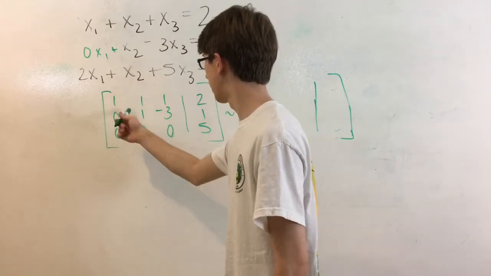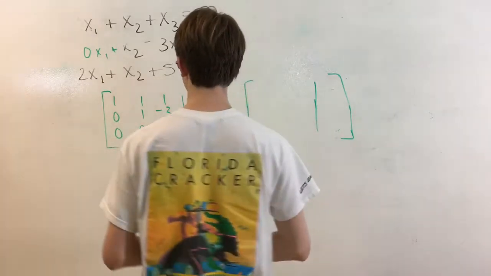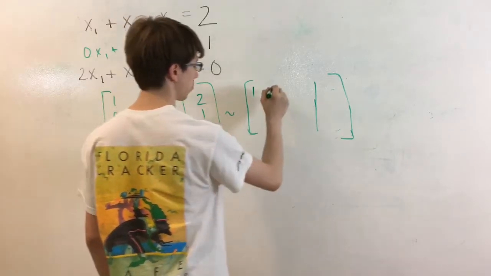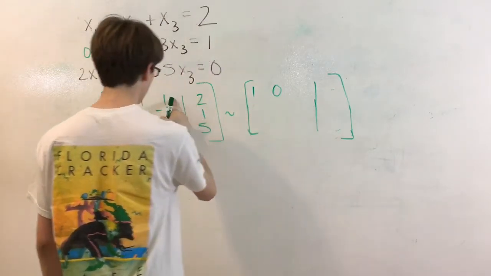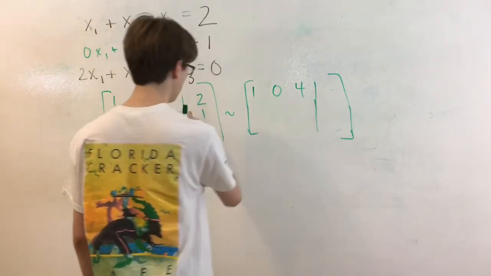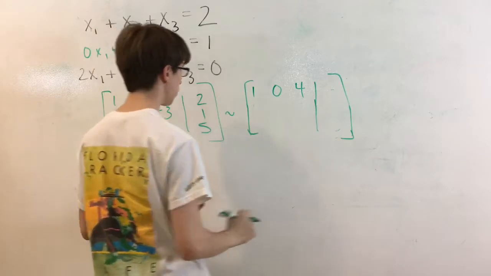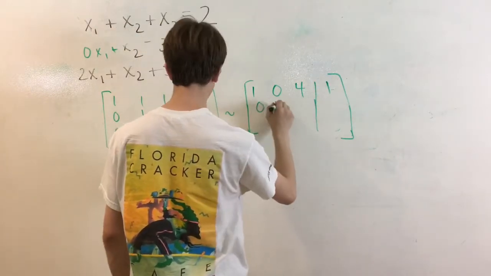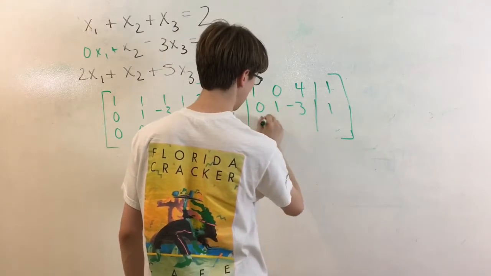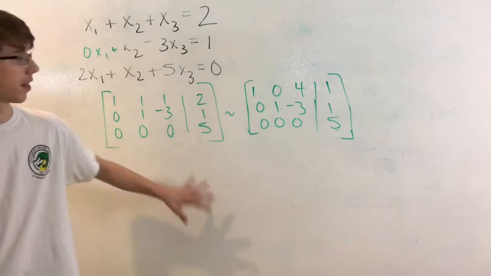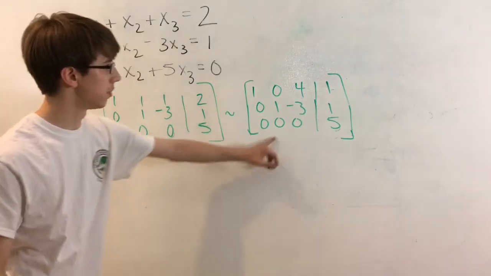What do we do? Add -1 times row 2. So we get 1 plus 0 is 1, and 1 plus -1 times 1 is 0. 1 plus -1 times -3 is 1 plus 3, which is 4. 2 plus -1 times 1 is 2 minus 1, which is 1. And then we end up with 0, 1, -3, 1, 0, 0, 0, and 5. So I do recommend that even if you do get something like this, you continue to solve it out.